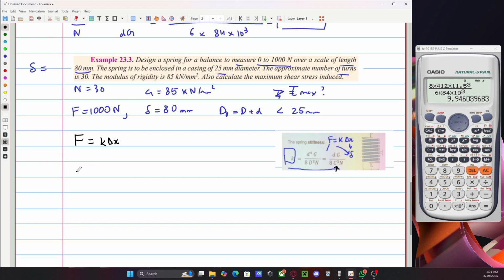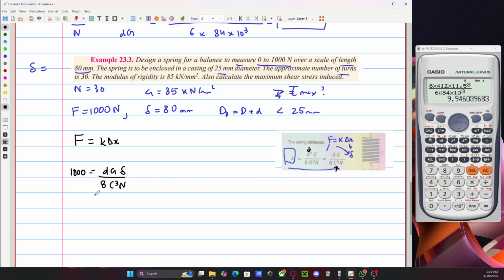So F equals kx, and we want to work out what c is. So let's say F is 1,000. Our k term is, let's give it this k term: it will be dG over 8c cubed n, and it's obviously multiplied by our del x. Now, we know all these terms except c. So let's see if we can rewrite this equation.